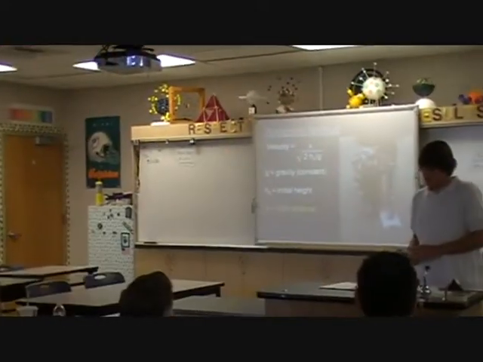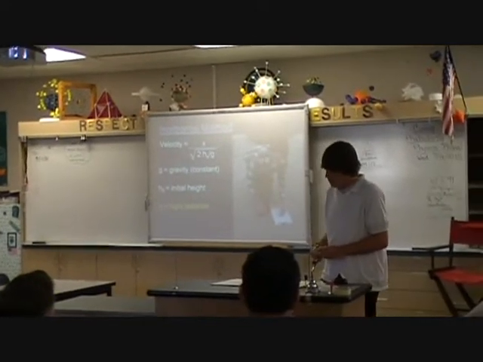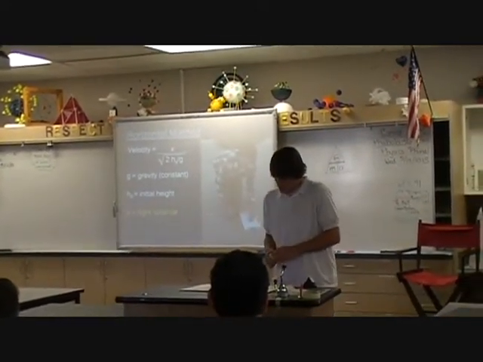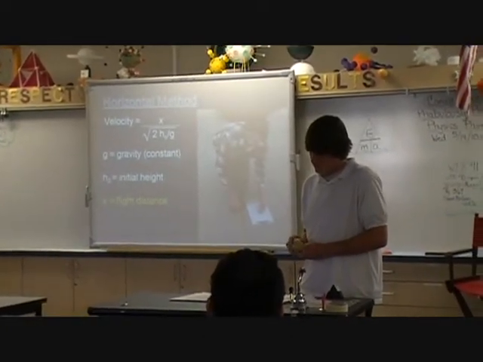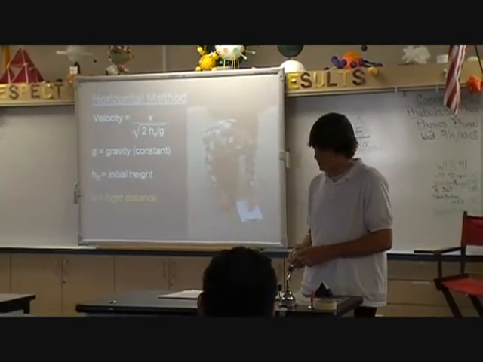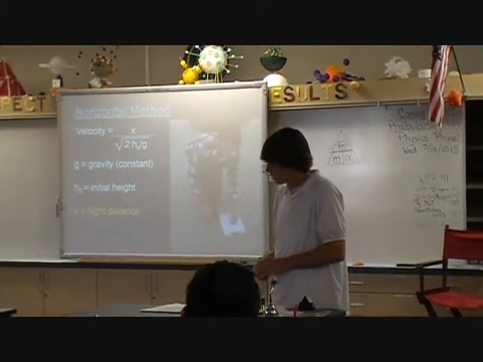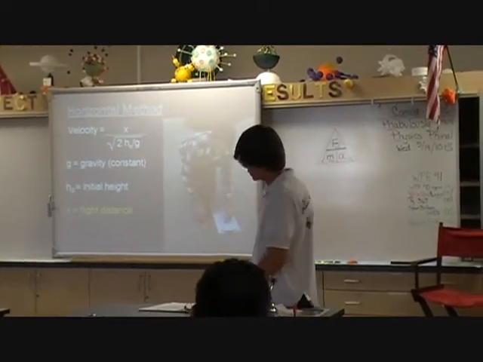In the horizontal method, the projectile motion equation for initial horizontal velocity is shown there. Again, we know that gravity is constant, and we can measure the initial height of the dart, as I showed in the vertical method. The only thing we don't know is the flight distance. In this method, I shot the dart gun and measured how far it went before hitting the ground.